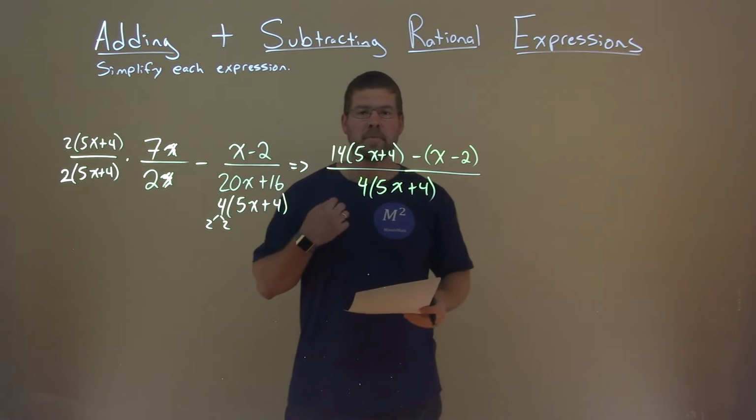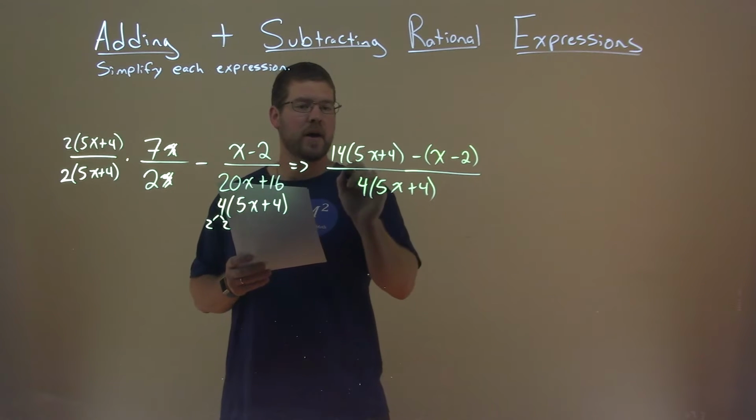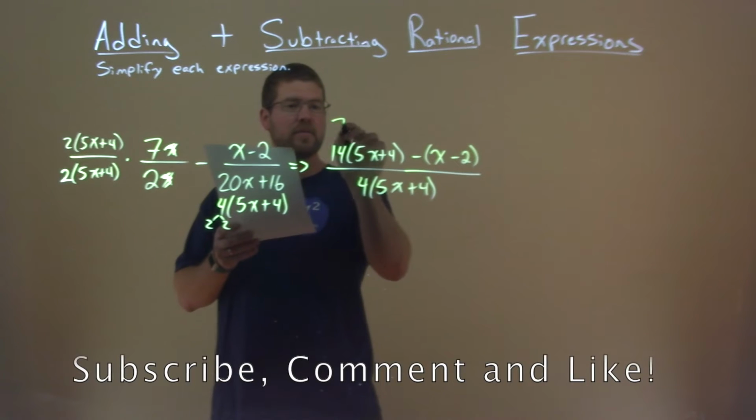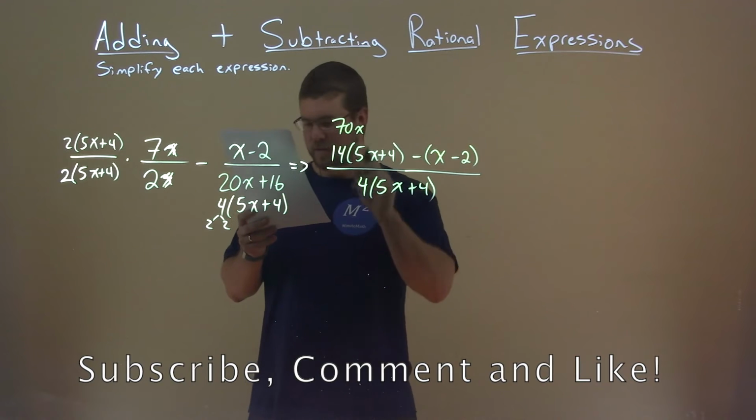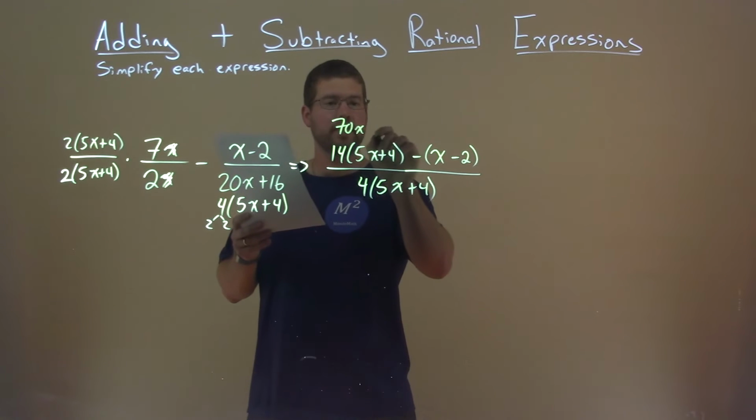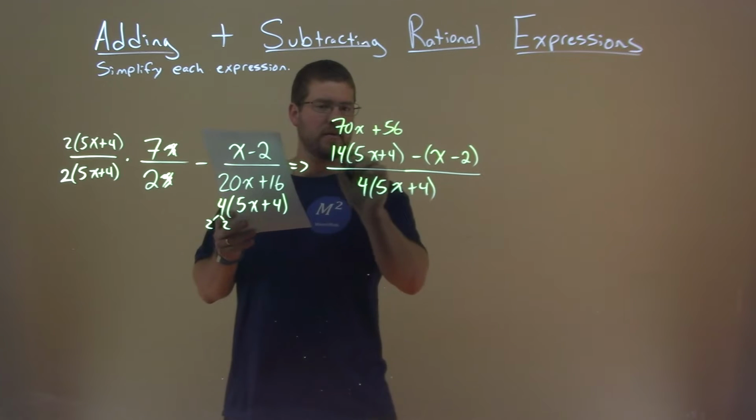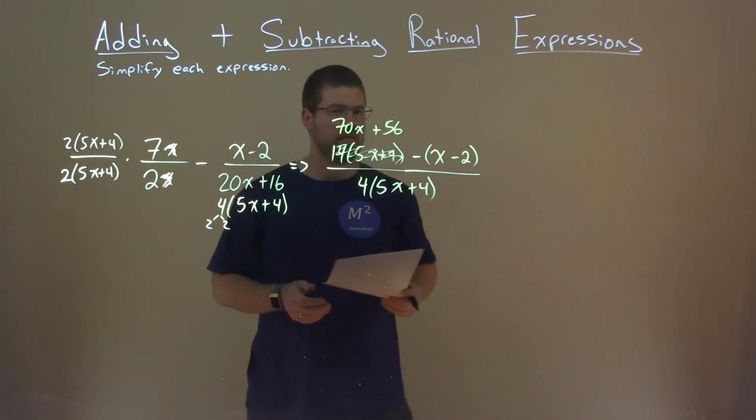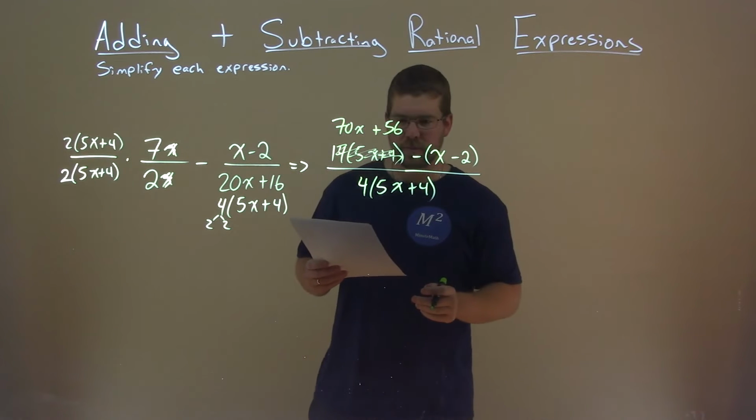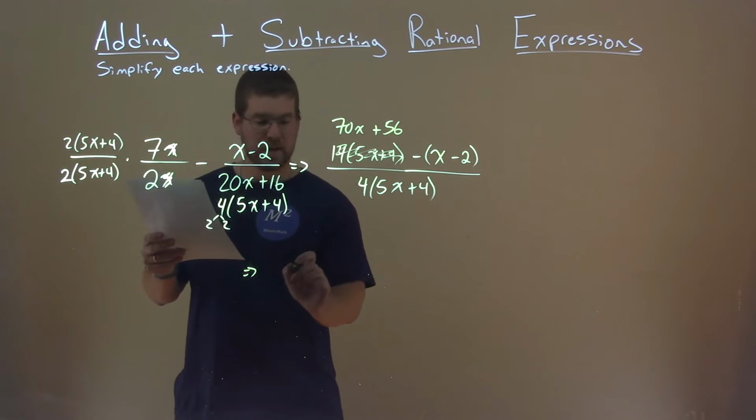All right. So now, what happens if we simplify this a little? Well, let's distribute: 14 times 5 is 70x, and 14 times 4 is 56. So I'm going to replace that here, multiplying out like that. Okay, so it's 70x plus 56 minus x minus 2. So now let's combine and see if we can get some like terms and be done here.